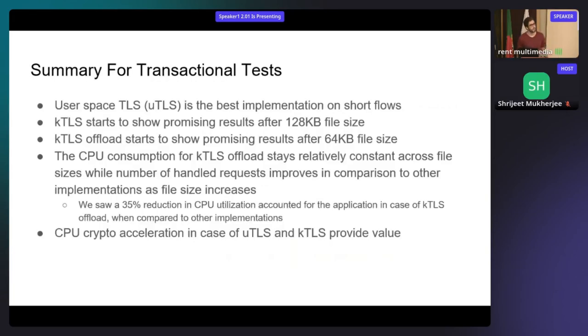So we can summarize the throughput results into these points. User space TLS is the king of short flows. KTLS and KTLS offload start to show promising results beyond 64 kilobytes. And KTLS offload CPU consumption stays constant. We saw about a 35% reduction in CPU accounted for the application when compared to the other implementations.